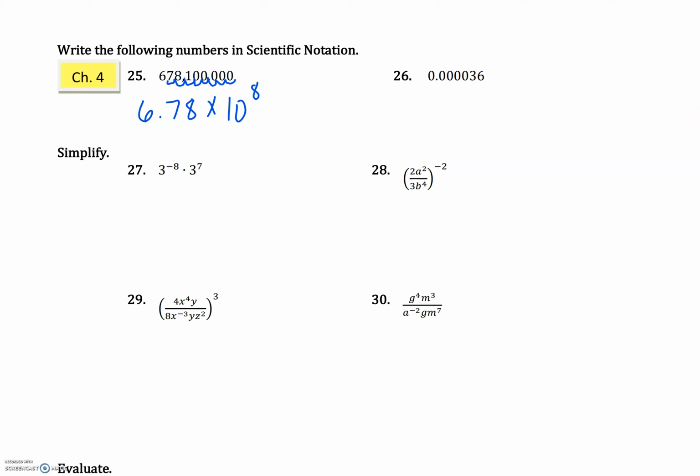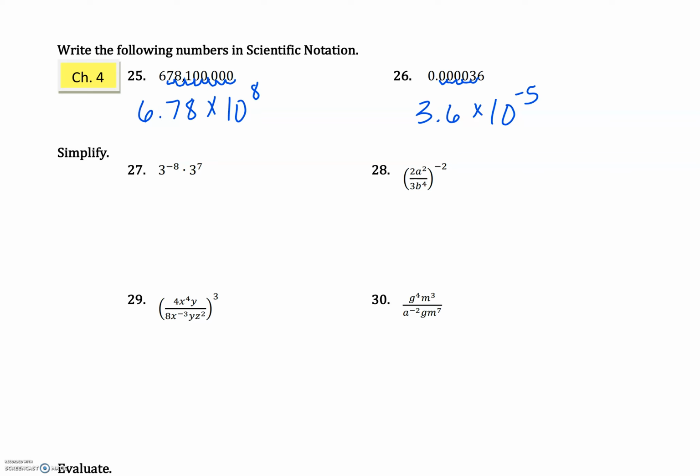And number 26 is a very small number, whereas number 25 was a very big number. So when we do the exponent on the 10 on this one, we're actually going to have a negative to make that number smaller. But first, let's move our decimal until we get one number in front of the decimal place. Just moved that 5 times, so we'll have 3.6 times 10, because a small number will be to the negative 5th. And that's all you have to do for 25 and 26.